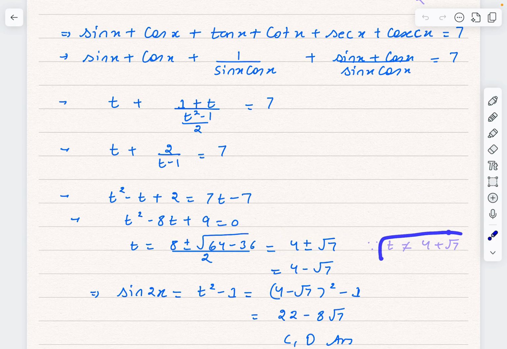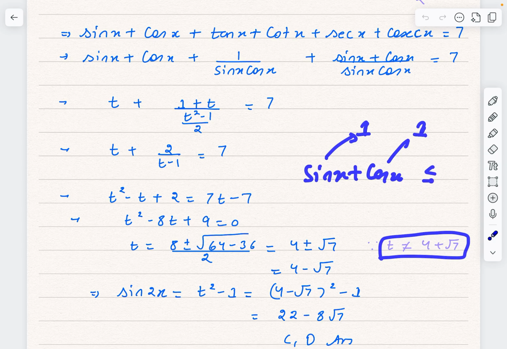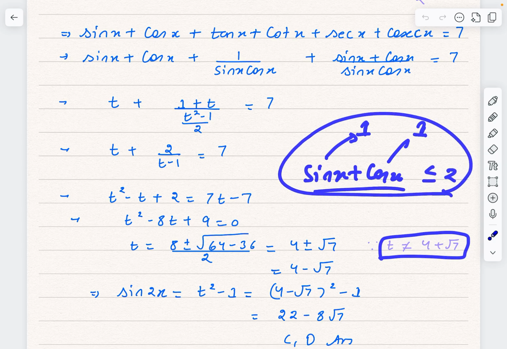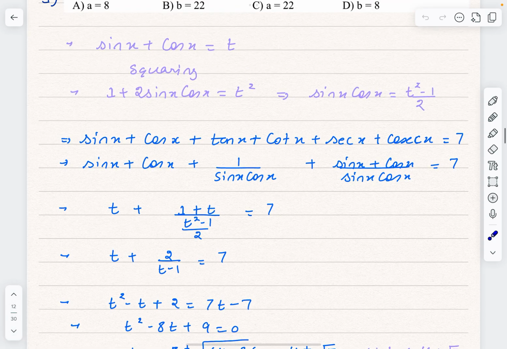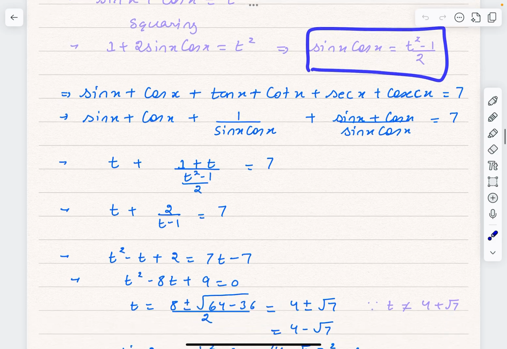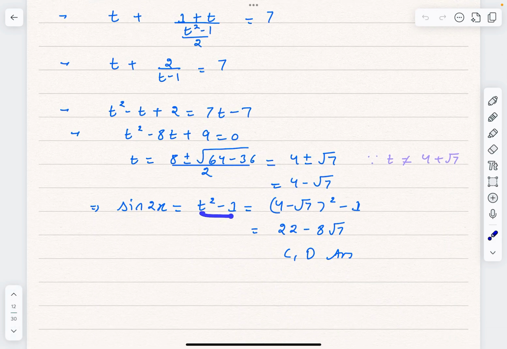Now t cannot be 4 plus root 7 because t was sin x plus cos x. Sin x maximum value is 1, cos x maximum value is 1. So this cannot be more than 2, no? So 4 plus root 7 cannot be a value of t, so t has to be 4 minus square root 7. And then sin 2x will just be t square minus 1. So we get sin 2x will be t square minus 1. When you simplify, you get 22 minus 8 root 7. So answer is C and D.